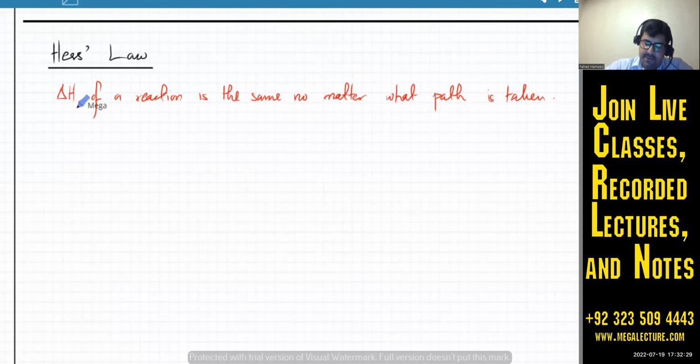As an example, I've got this reaction. I've got carbon burning with O2. And when it burns with O2, it produces what? It produces CO2.